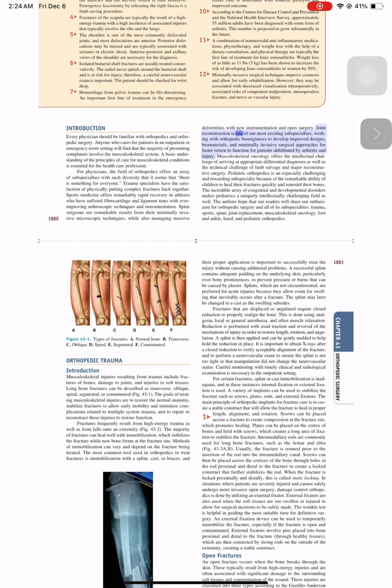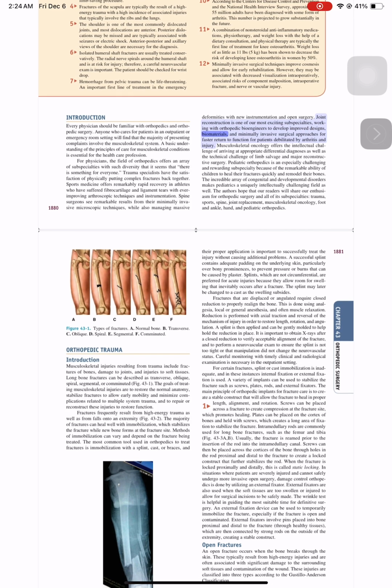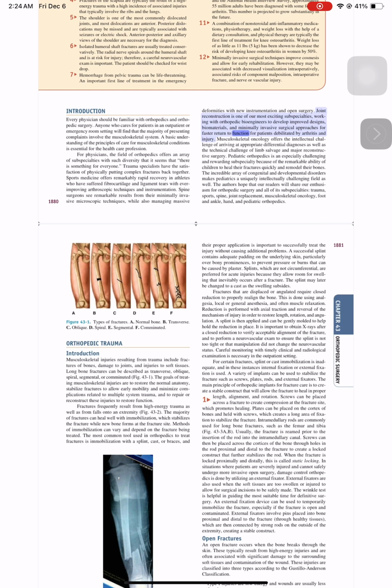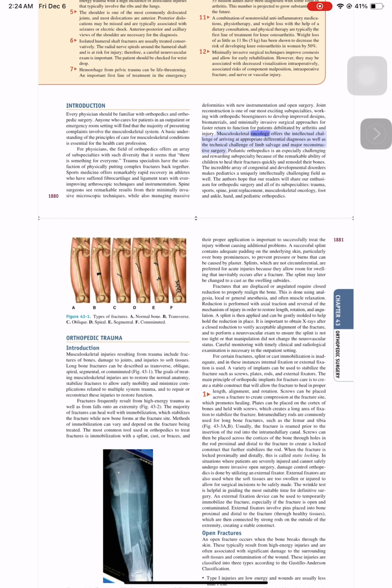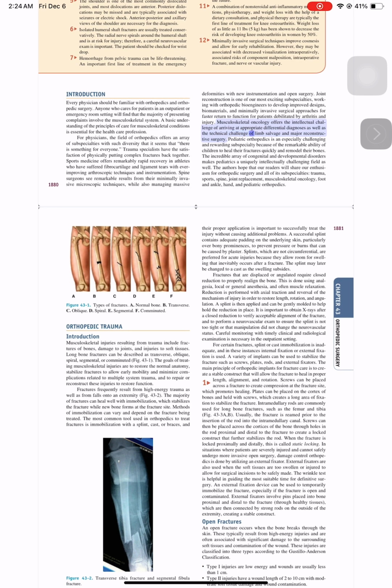Joint reconstruction is one of our most exciting subspecialties, working with orthopedic bioengineers to develop improved designs, biomaterials, and minimally invasive surgical approaches for faster return to function for patients debilitated by arthritis and injury. Musculoskeletal oncology offers the intellectual challenge of arriving at appropriate differential diagnoses, as well as the technical challenge of limb salvage and major reconstructive surgery.